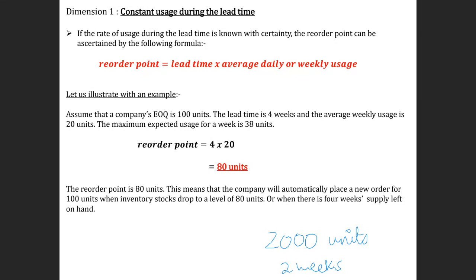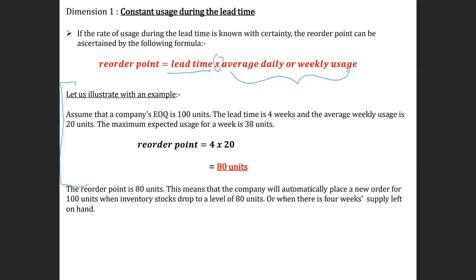So in a situation like this, where you have constant usage during the lead time, the reorder point is calculated by taking the lead time and multiplying it by the average daily or weekly usage. It depends on the type of information they've given to you. It's either going to be the average daily usage or the average weekly usage. There is an example here illustrating how it calculates the reorder point under constant usage.